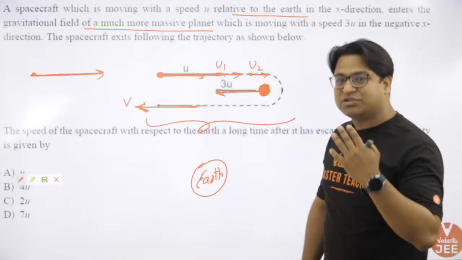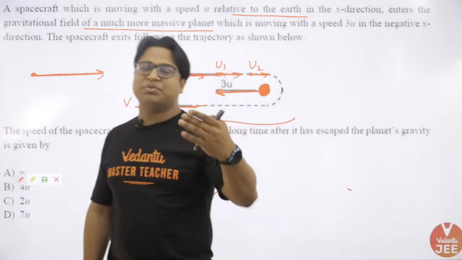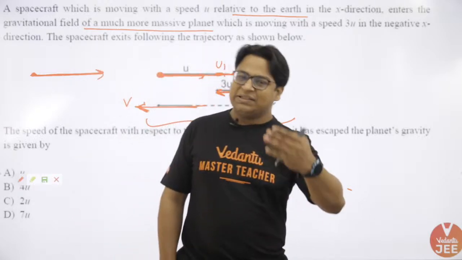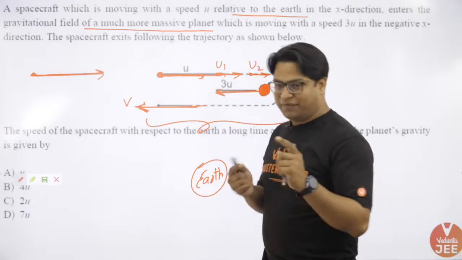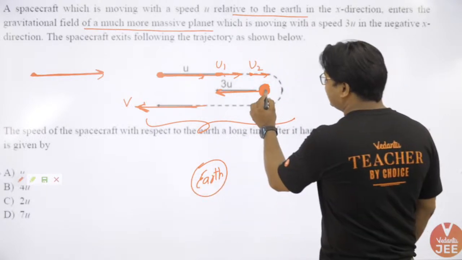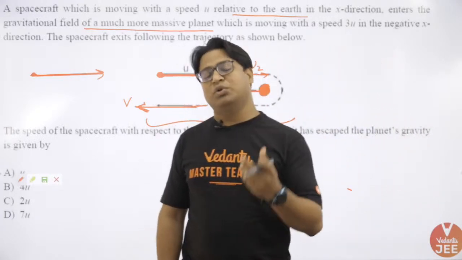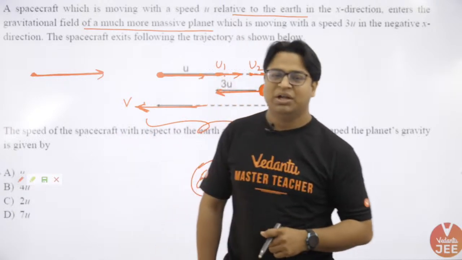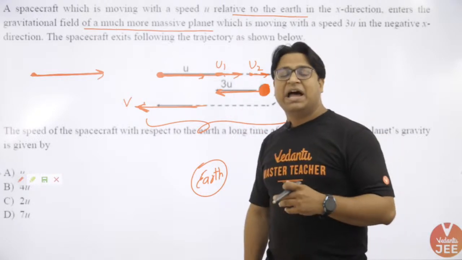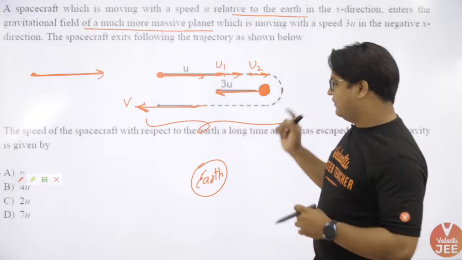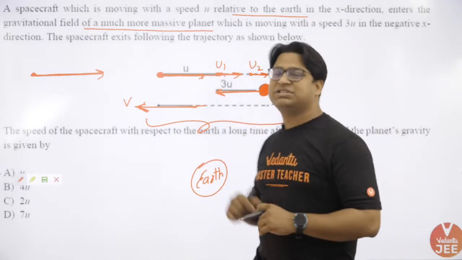Now let's see, how can we solve this question? To solve this question, I'm going to ask you some questions. You try to answer those questions, and the final solution of this problem will be hidden within those questions only. My first question to you is, given that this planet continued to move with a speed of 3u throughout the discussion, can I call this planet an inertial frame? Think about this.